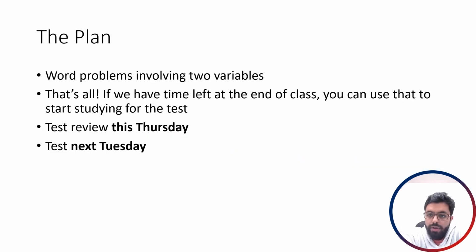There's not too much that we're going to do today. We're going to look at two word problems that involve two variables. That's to give you a little bit of practice before we get into our test review, which will be in our next class on Thursday, and then our test, which will be next Tuesday. If we have time at the end of today's class, then you can use that to start studying for the test if you haven't started already. But if you haven't, don't worry about it. You have lots of time. You have another week. So today we're going to do two word problems, and that'll be all.